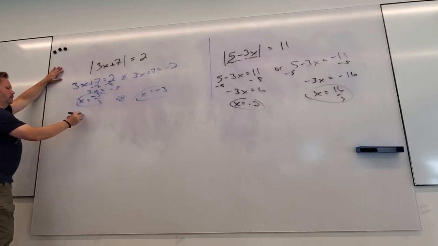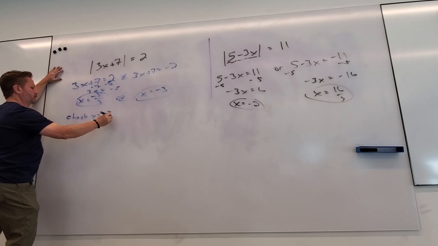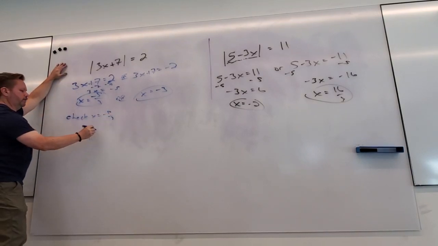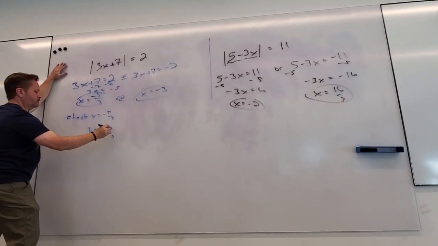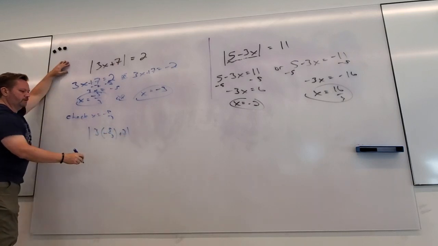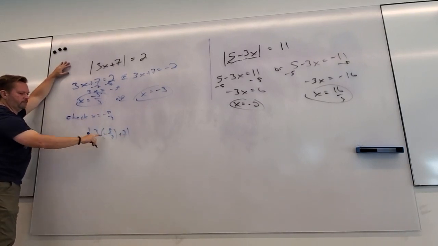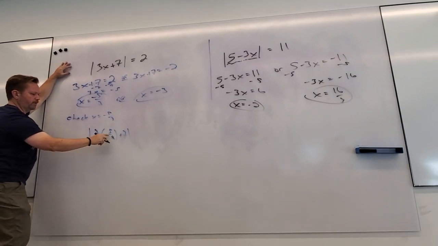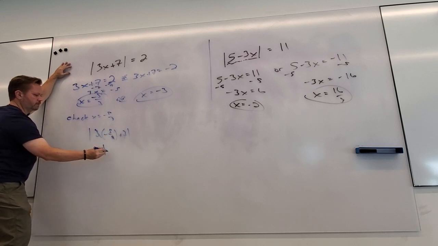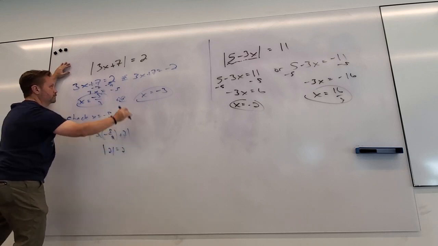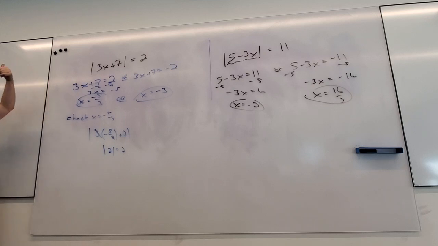So let's try it. Let's check x equal to negative 5/3. If I put it in there, I get 3 times negative 5/3 plus 7. What happens here? It cancels out, so I get negative 5 plus 7 is 2. The absolute value of 2 is 2. Check. So it should be kind of obvious: negative answers are completely fine because I'm going to be taking an absolute value.